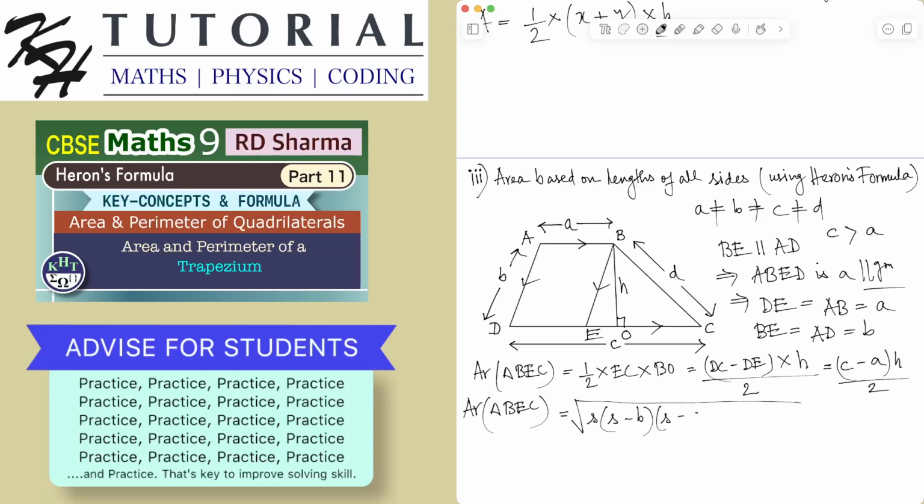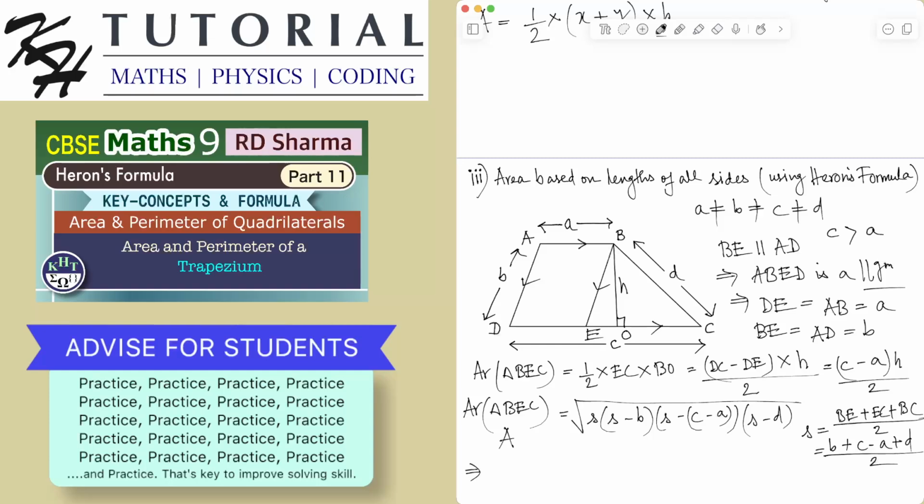So s minus (c minus a), and finally the length of BC is d, so s minus d, where of course s, the semi-perimeter of the triangle BEC, will be BE plus EC plus BC divided by 2, which is equal to b plus (c minus a) plus d, divided by 2. Now we can clearly find the area of the triangle BEC using Heron's formula. Let's say the area of the triangle BEC be capital A.